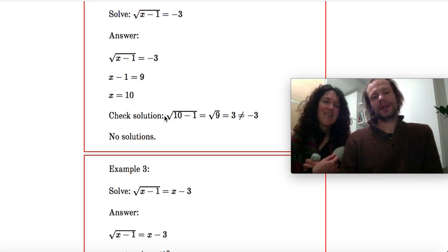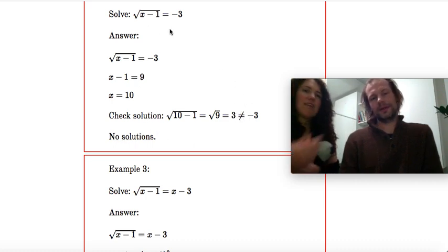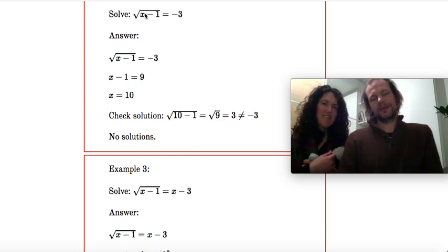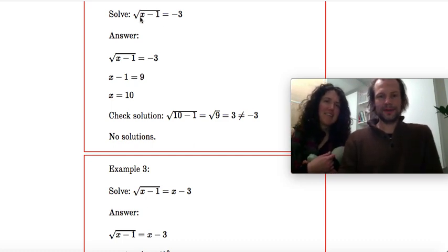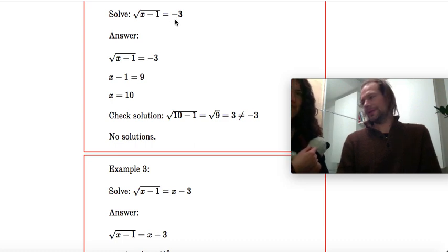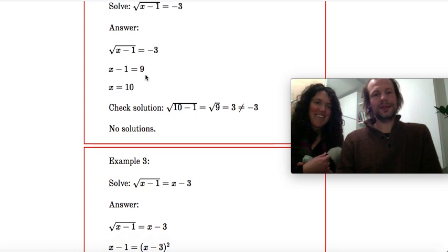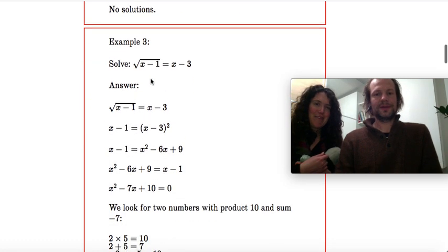But we have to check the solution. Square root of 10 minus 1 is square root of 9, which is 3. But we wanted to have minus 3. Oh, so it's not correct. So is it not possible? So this basically could not be solved. A square root is always positive, so we asked if it is negative. Then the equation says no. Then you can laugh at your teacher.